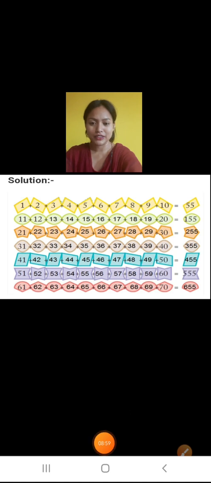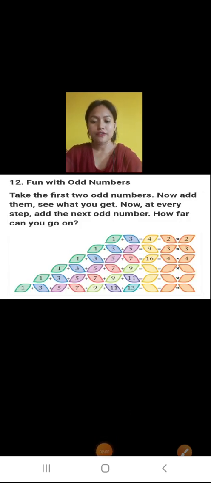Now let's see the next one. It is fun with odd numbers. Now we will do some fun with the odd numbers. You all know what odd numbers are? Odd numbers are those numbers which cannot be divided by 2, or that do not come in the table of 2. Those are odd numbers.